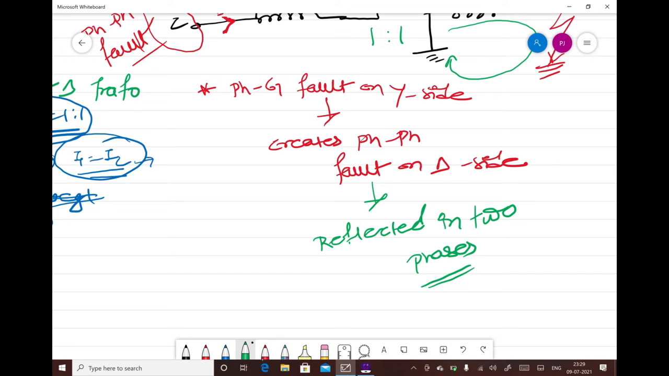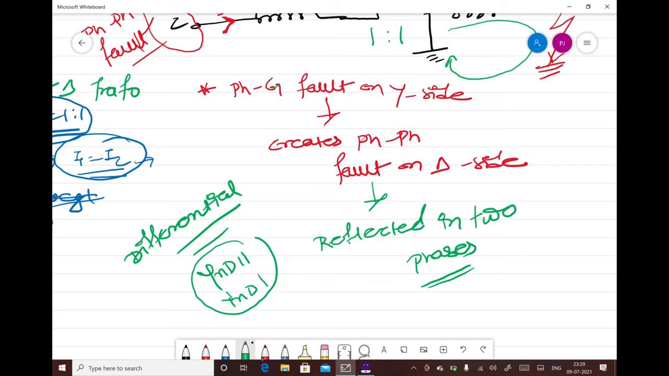And due to this, when we discuss our differential protection, the compensation matrices for this star delta transformer are to be selected very judiciously, very carefully. In that star delta, also for YND 11 or YND 1, we have to select the compensation matrix as per the phase shift provided by the star delta winding connections, and also keeping in mind this phase to phase and phase to ground fault current reflection.